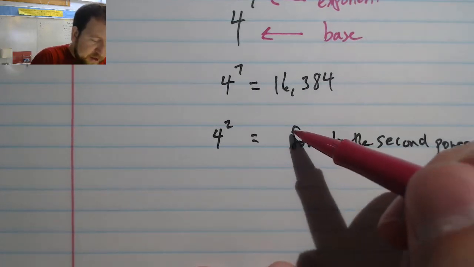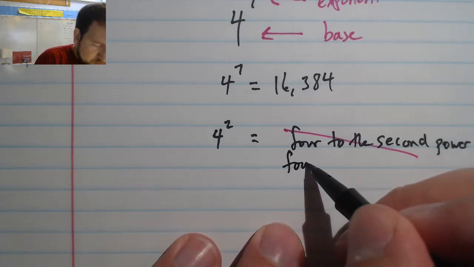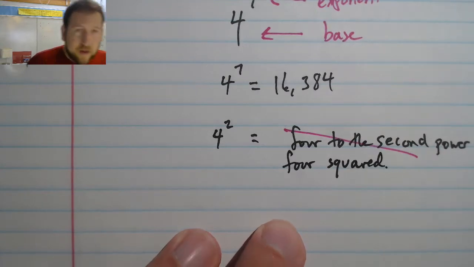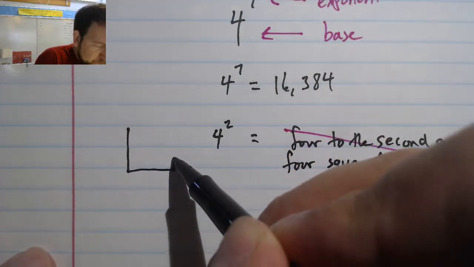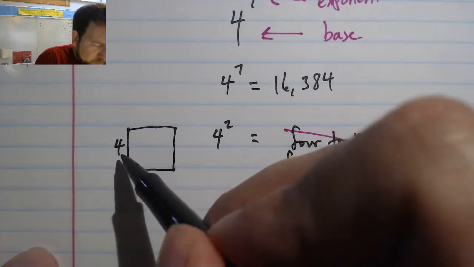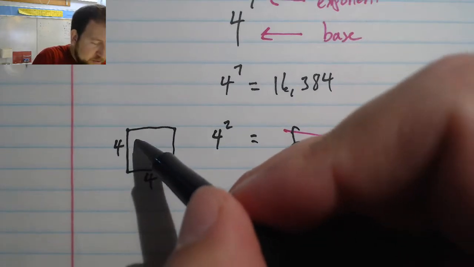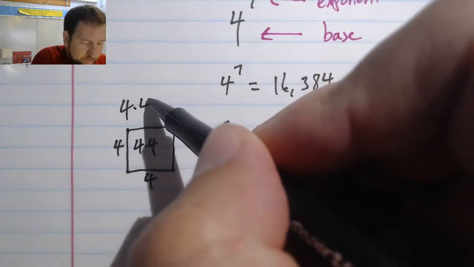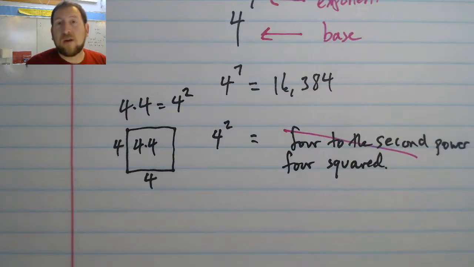Instead, I say this is 4 squared. The reason for that is if I did have a square over here, and this side was 4, and this side was 4, to get the area of this square, I would do 4 times 4, and 4 times 4 is equal to 4 to the 2nd power, or 4 squared.